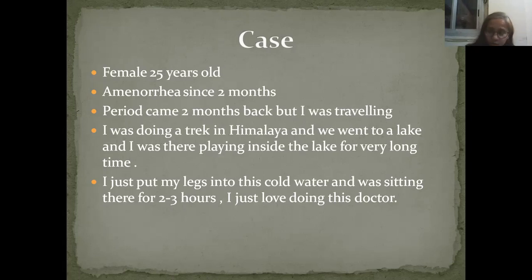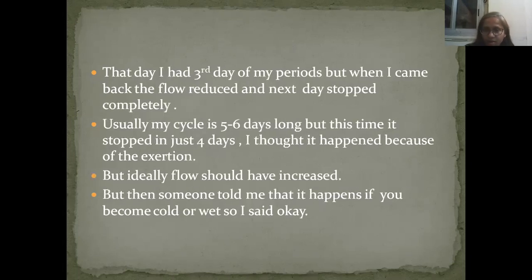And on that day, it was the third day of my period, so generally my flow is very heavy. But when I came up, I saw that my periods were very scanty. My flow reduced, and the next day it stopped completely. So initially I thought it was because of the exertion, but then there was a second thought in my mind that due to exertion the flow should actually increase. But a few people told me that it's okay, and I just forgot about it.